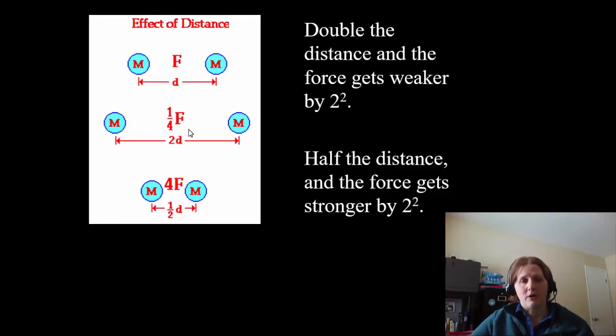Instead of moving objects further apart, you could move them closer together. That's down here. From that initial case, let's move them twice as close together. Let's halve the distance. Because you're bringing the masses closer together, their gravity will affect each other more strongly. And so the force between them will get stronger, but not by a factor of 2, but by a factor of 4. You have to take into account the distance change and then square it.